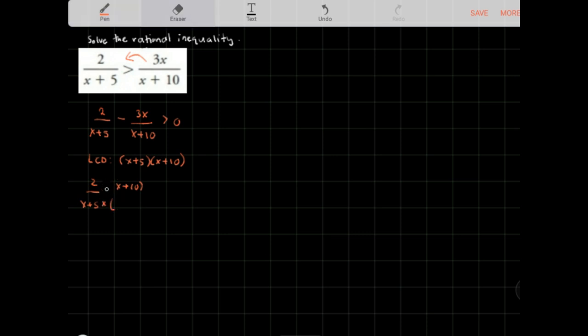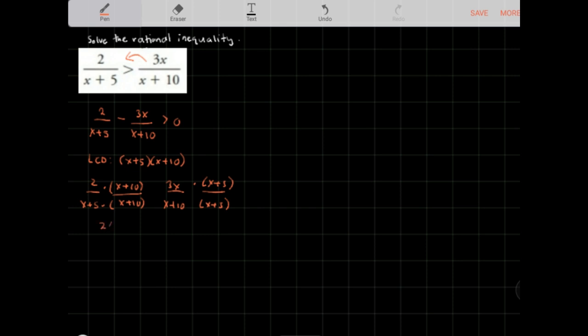Maybe I should use a dot here. So if I multiply this by x plus 10, you can have the same denominator, the lowest common denominator. I'm going to multiply the 3x over x plus 10 by x plus 5 over x plus 5. So I'm just creating an equivalent fraction with that denominator.